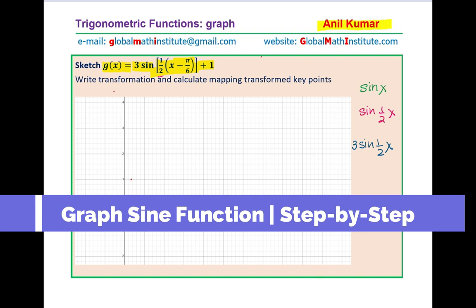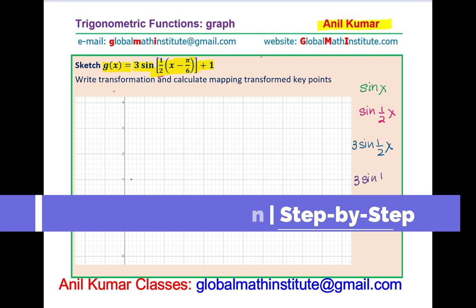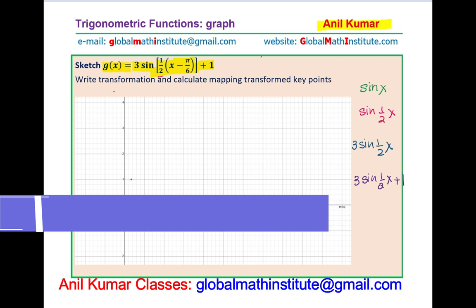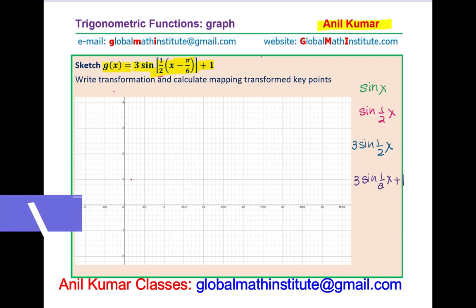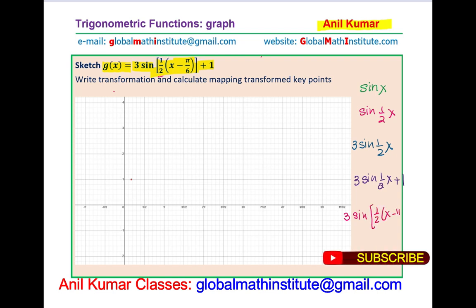We can have some dotted graphs, right? So I'll write this as 3 sine half x plus 1, correct? And lastly, I will sketch the final graph in bold red, which is what we really need, which is 3 sine of half x minus pi by 6, shifting pi by 6 to the right, plus 1. Is that clear to you?